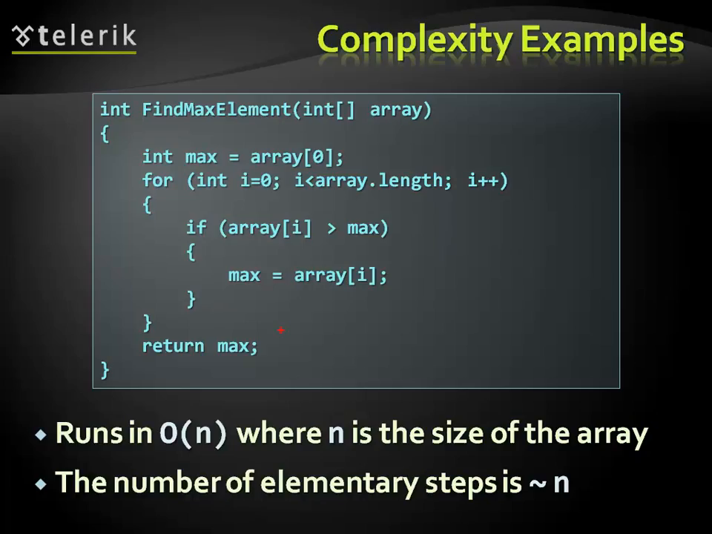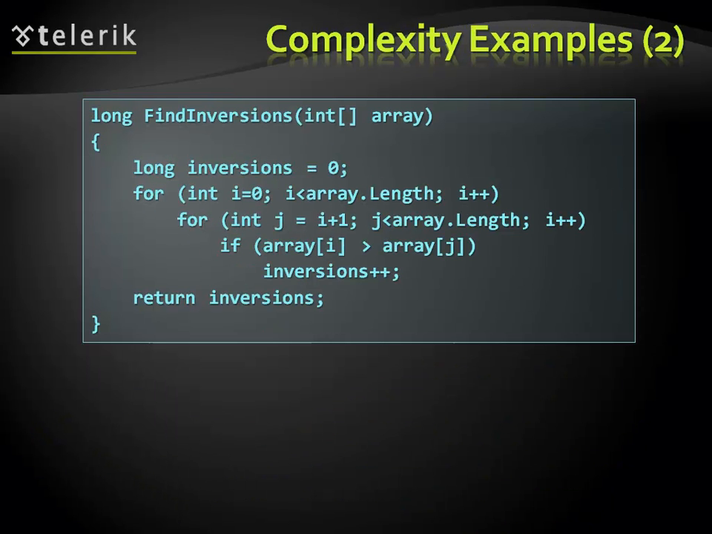For each element, do something. Okay, find inversions. First, I had trouble trying to guess what this means. This means if you have an array and you have 1, 2, 3, 4, 6, 5, 7, this thing is an inversion.